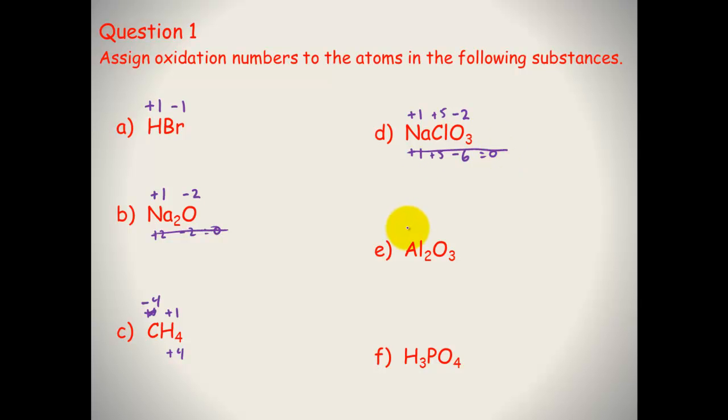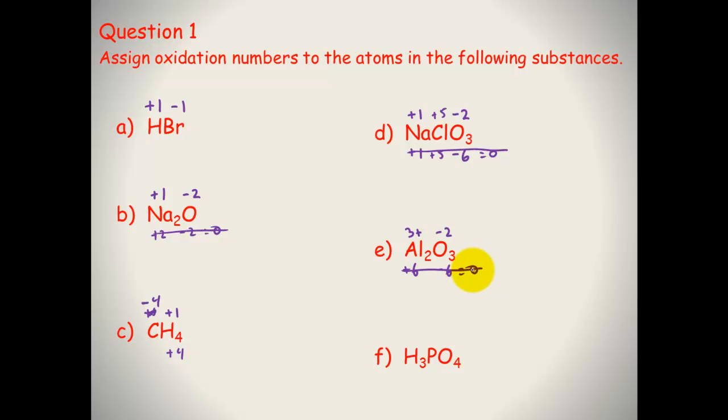Aluminium is a metal in a compound, so straight away we know that it's 3+, and oxygen is -2. Let's just make sure that they add up to 0 because it's an overall charge of 0. 3 times -2 is -6, and 2 times 3 positive is +6. +6 minus 6 equals 0.